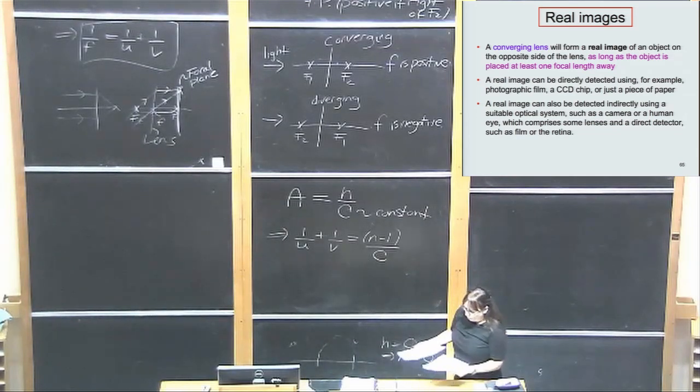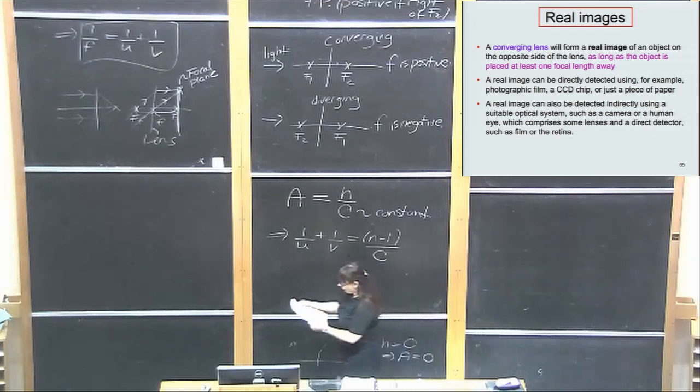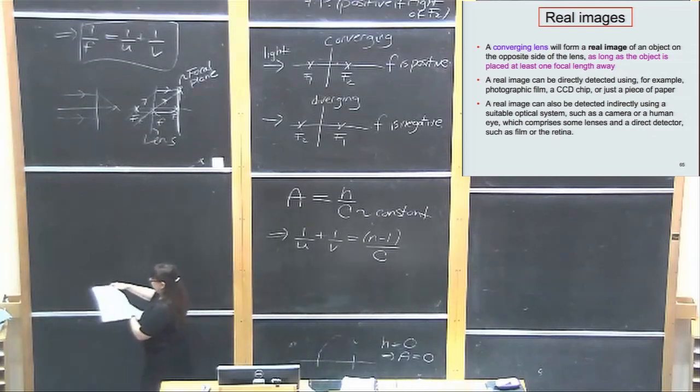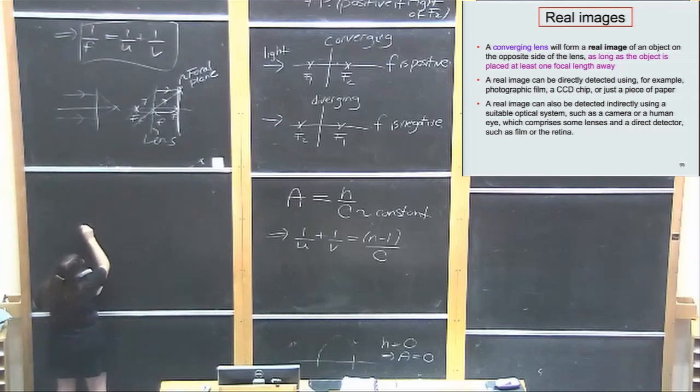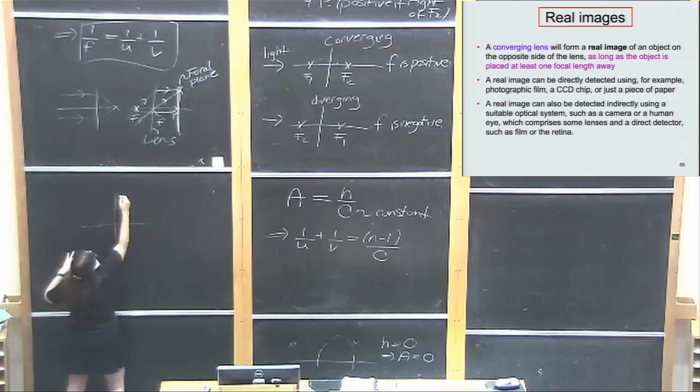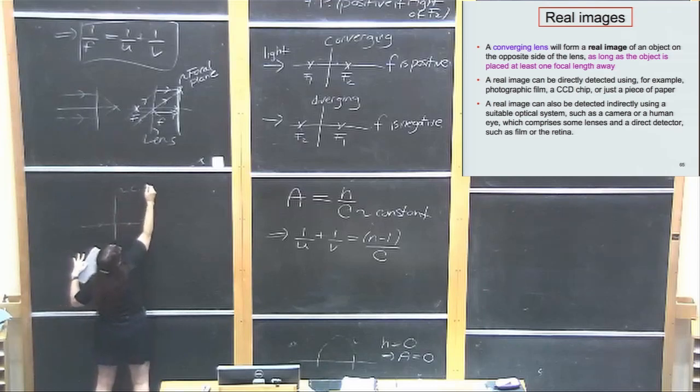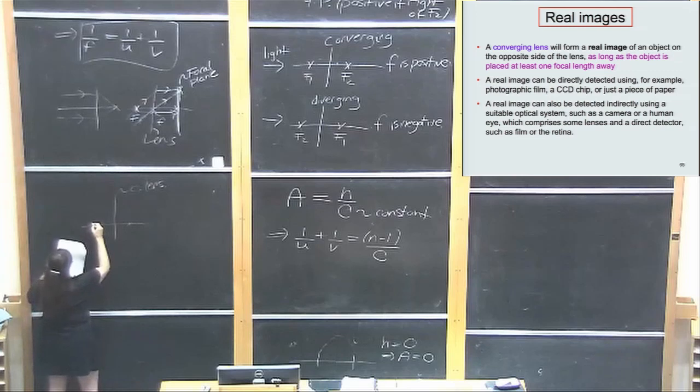So what we've said up to now is that if I have a converging lens, okay, so this is a converging lens, I'll just call it C lens, hopefully that's enough for you, and I have some sort of object spewing out some light rays.